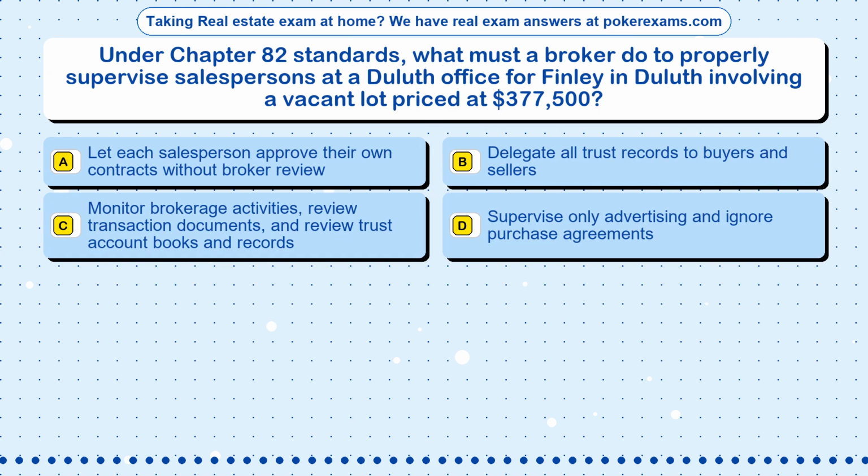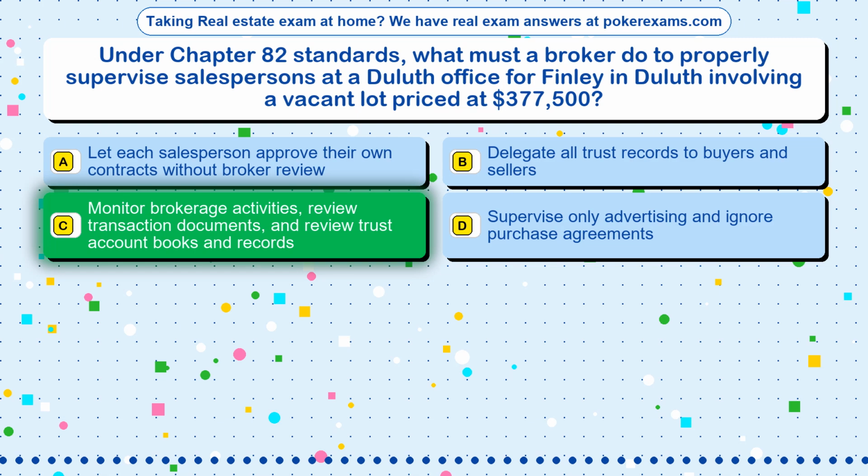Question 71. Under Chapter 82 Standards, what must a broker do to properly supervise salespersons at a Duluth office for Finley in Duluth involving a vacant lot priced at $377,500? Option A. Let each salesperson approve their own contracts without broker review. Option B. Delegate all trust records to buyers and sellers. Option C. Monitor brokerage activities, review transaction documents, and review trust account books and records. Option D. Supervise only advertising and ignore purchase agreements.